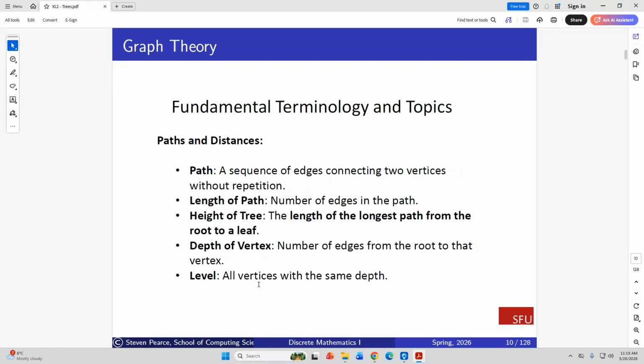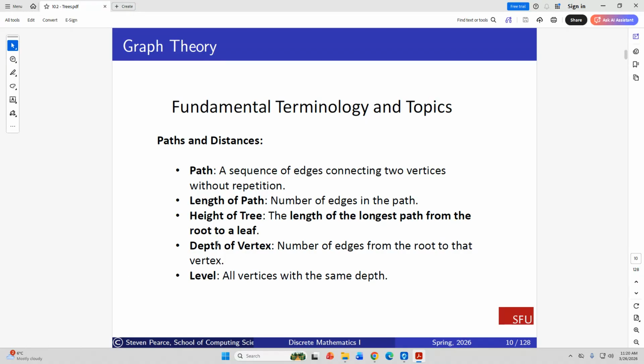Path. This is good now. A sequence of edges connecting two vertices. So length of a path, number of edges. Height of a tree, the length of the longest path from the root. The root always starts at the top. In a binary tree, it goes into two. Those two go into two, and so forth. So it's exponential in its growth. You have a certain depth down there. The number of nodes is 2 to the d, where d is the depth.